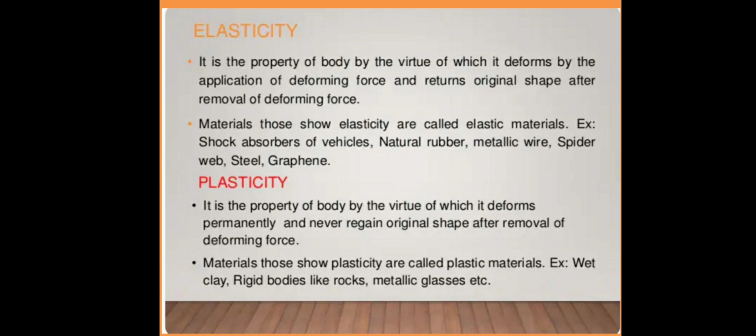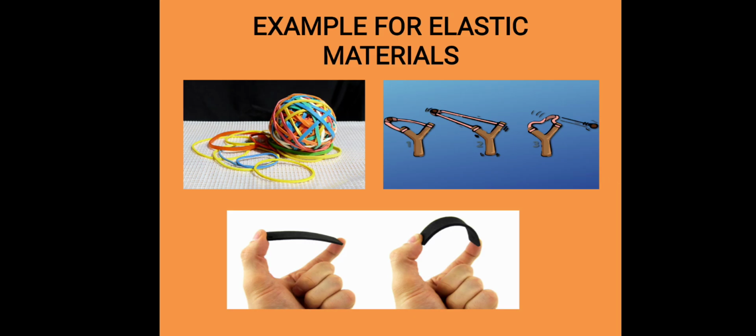When an external force is applied on a body or a material, the material gets deformed in its shape or in its size. Now, when we remove the applied force, the material regains its original shape or size. This applied force, which is used to deform the material or body, is known as the deforming force, and this nature of the material is called elasticity. The materials which show elasticity are called elastic materials. Here I have mentioned some of the elastic materials.